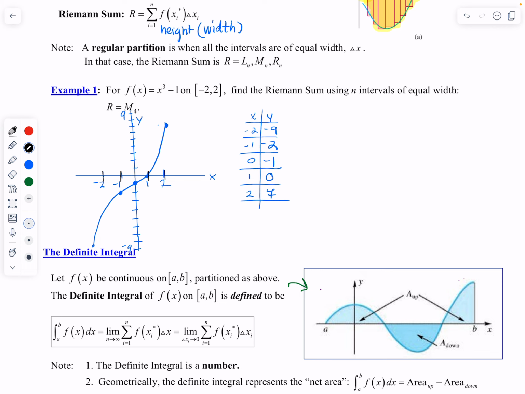Okay, so I'm going to have 1, 2, 3, 4 rectangular regions. If I draw my rectangles in, remember I'm using midpoint. So I'm going to do -2 to -1. That midpoint would be -1.5. So that value is here. I hit the curve. So that's my first rectangular region. I'm going to draw that in.